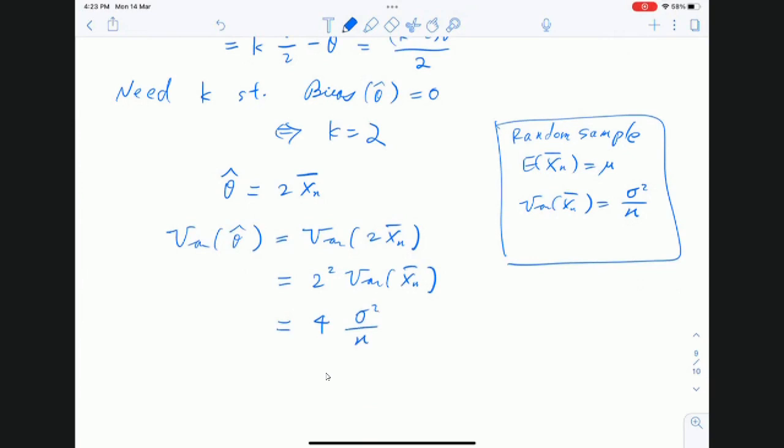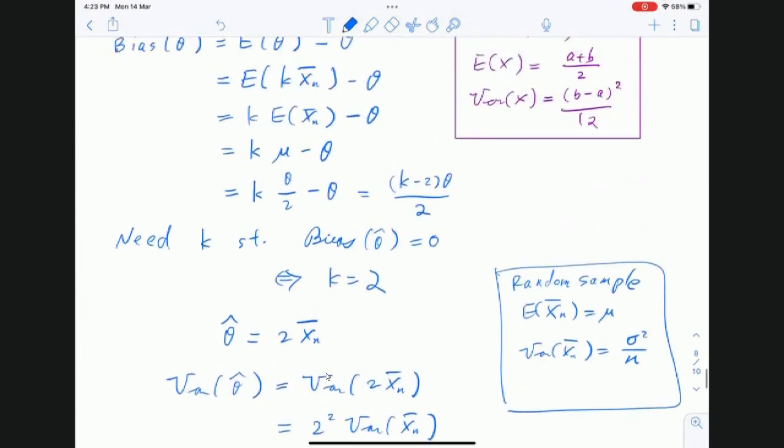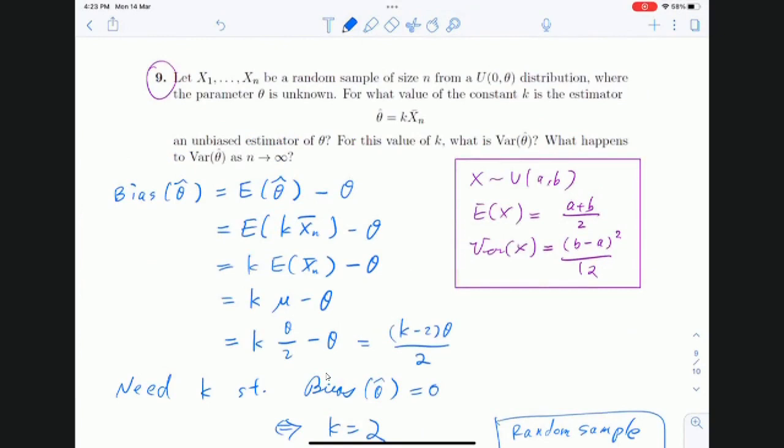But what is sigma squared? It is the population variance. So it depends on what population the sample was drawn from. It is the uniform distribution. So from the formula for the uniform distribution, the population variance can be determined using this formula. Substituting a equal to 0, b equal to theta, we get theta squared divided by 12.